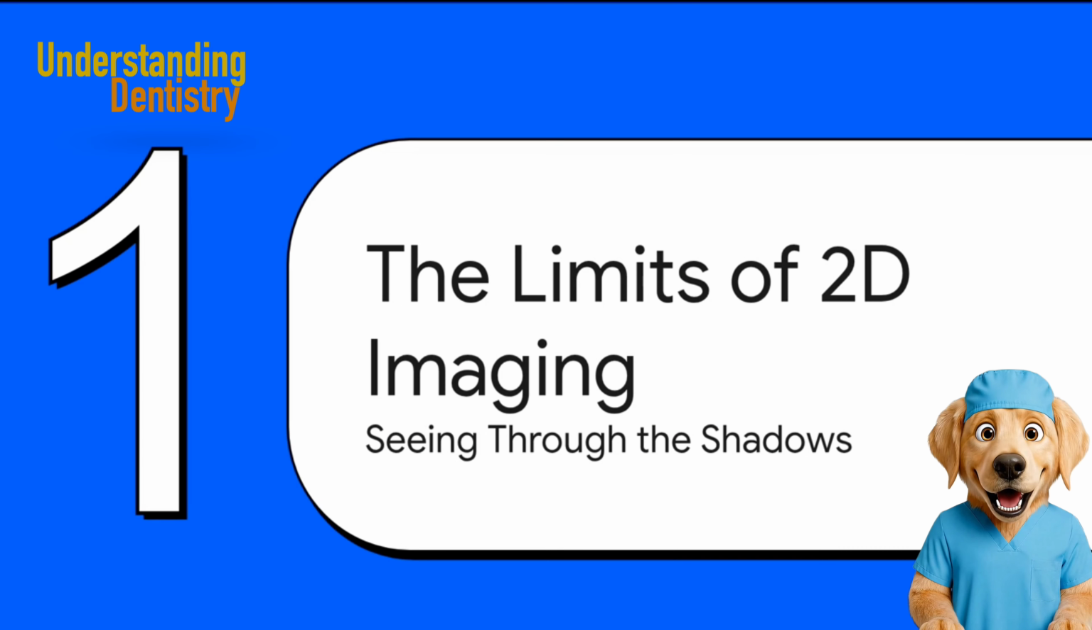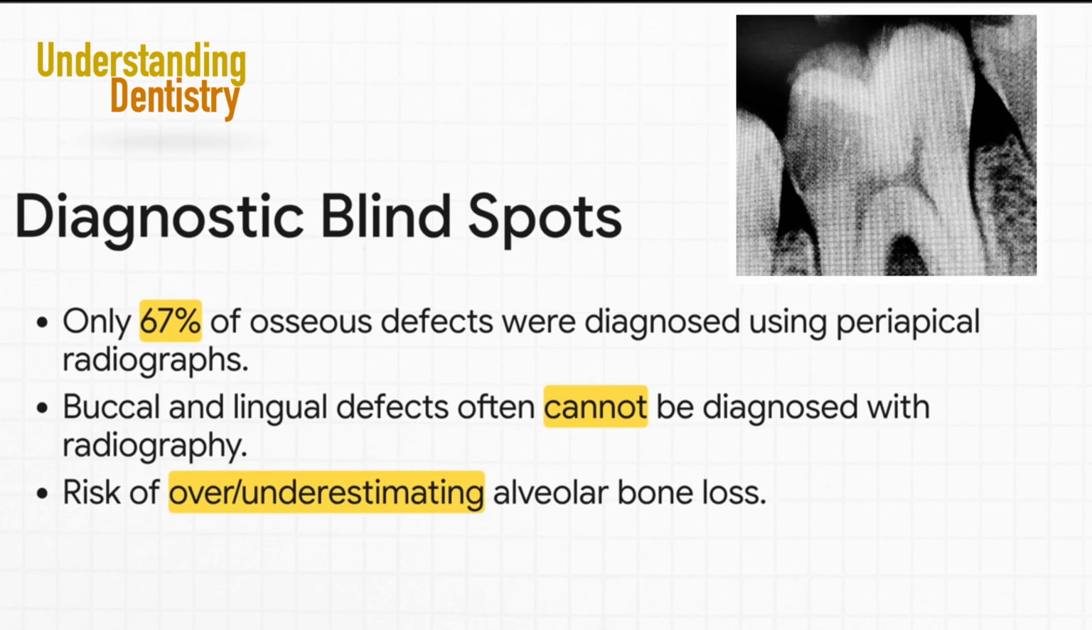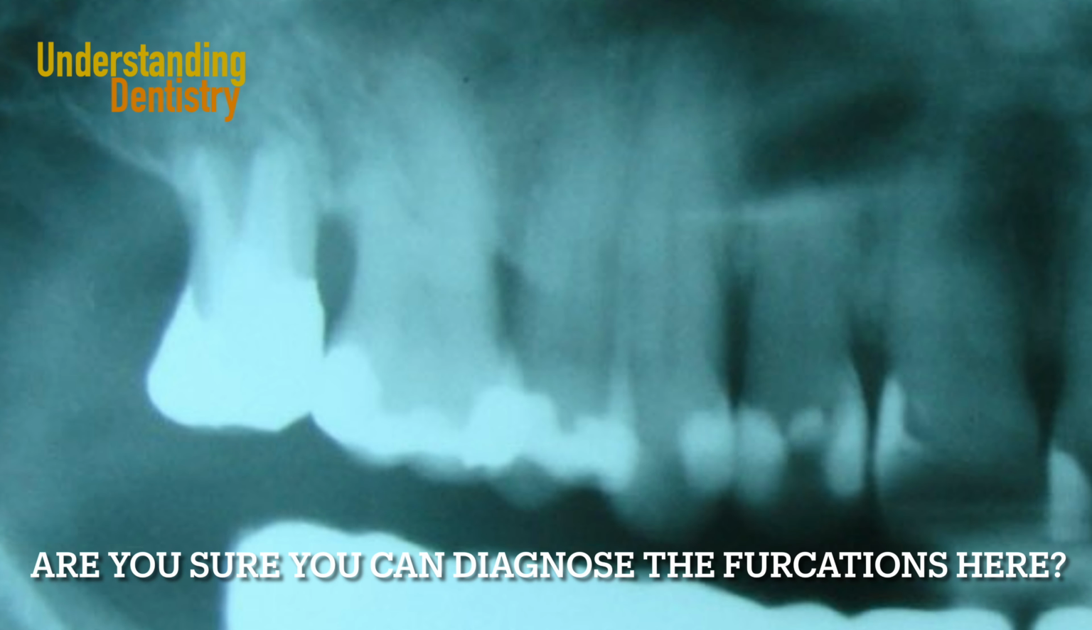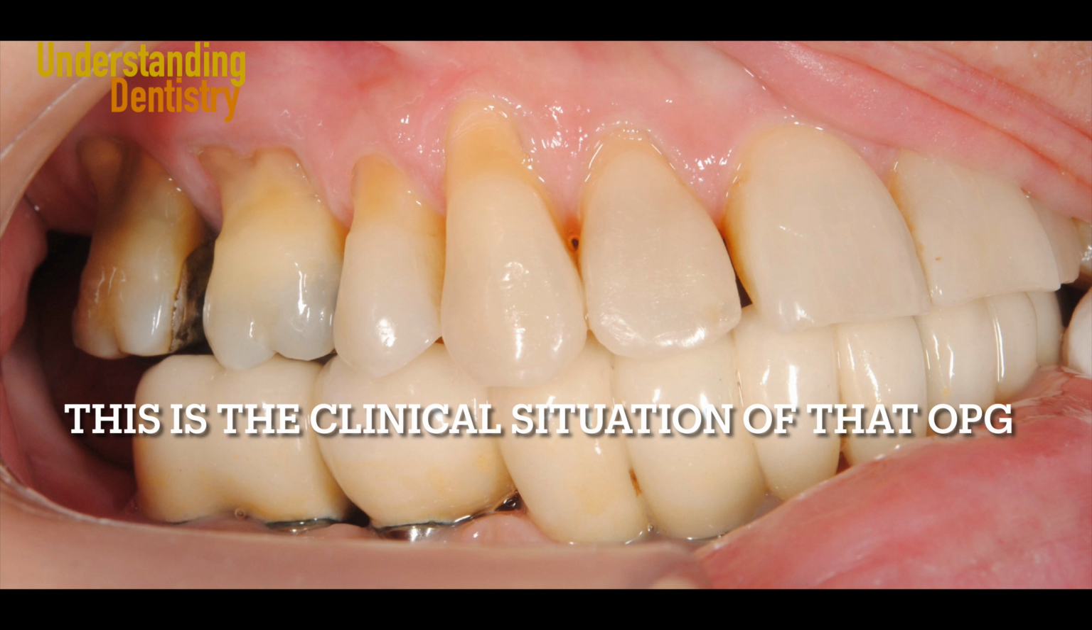All right, first up, let's really tackle this daily clinical problem head-on, the diagnostic blind spots that our conventional radiographs create. And this isn't just theory, right? The numbers are pretty stark. One in vitro study found that only about 67% of osseous defects were correctly diagnosed using periapicals. Just think about that. That means we could be missing a third of the defects, especially on the buccal and lingual, which are pretty much invisible on a 2D film.